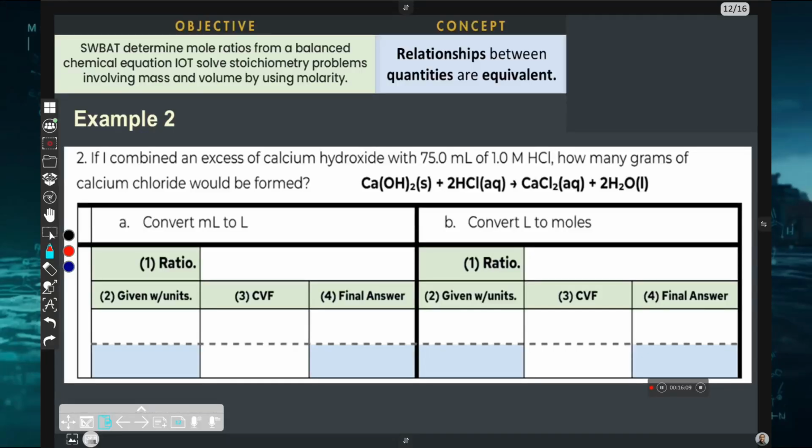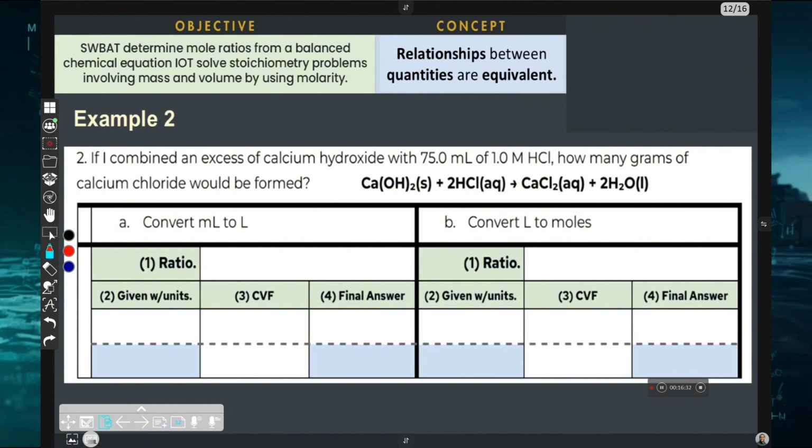All right, in this next example, we have a calcium hydroxide solution. So in this next example, we're still working with the same chemical reaction. So we're going to read the question. If I combined an excess of calcium hydroxide with 75 mLs of 1.0 molar hydrochloric acid, how many grams of calcium chloride would actually be formed?